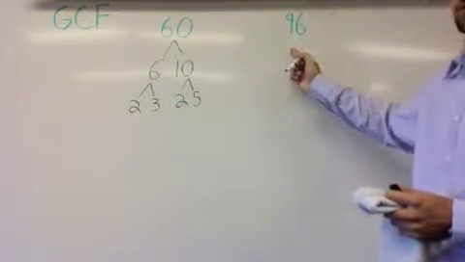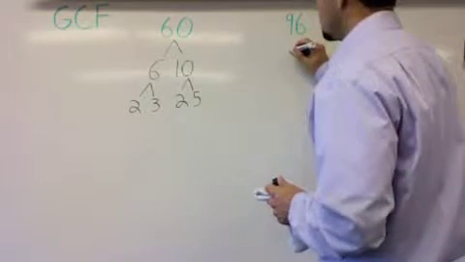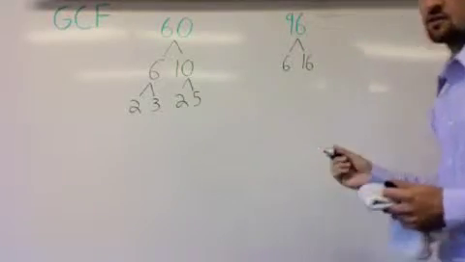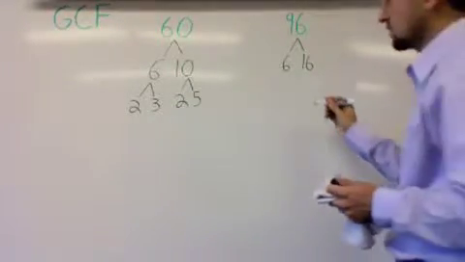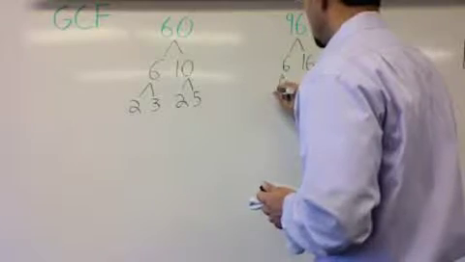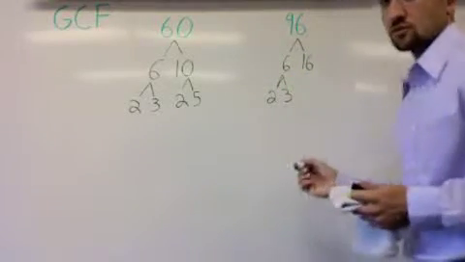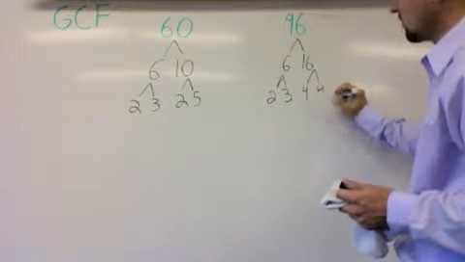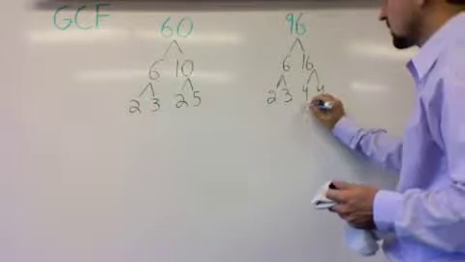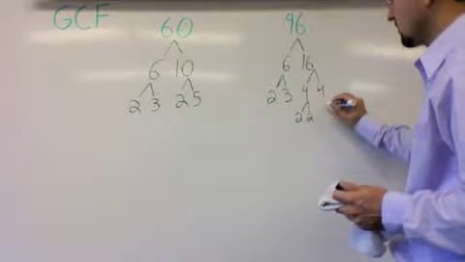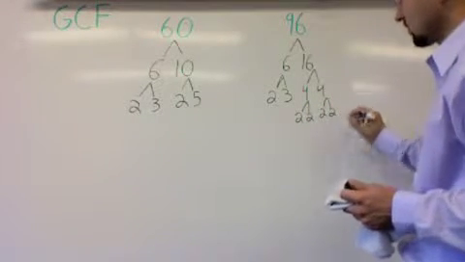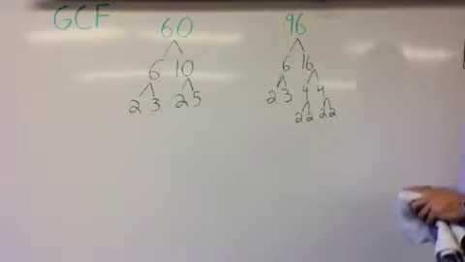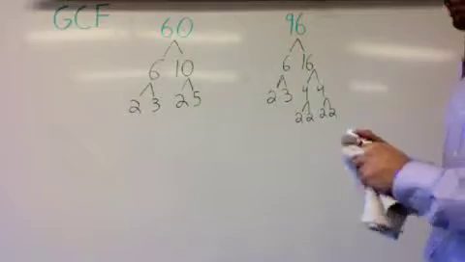Now I'm going to move on to number 96. Well, I know 6 times 16 is 96, but we still have composites, so let's break them down again. 2 times 3 equals 6. If I move over to 16, 4 times 4, but they're both composites, so we'll break them down again. 2 times 2, 2 times 2. Now I've gone as far as I can with both of them, so what I'm going to do is make the equations for each number just like we did yesterday.